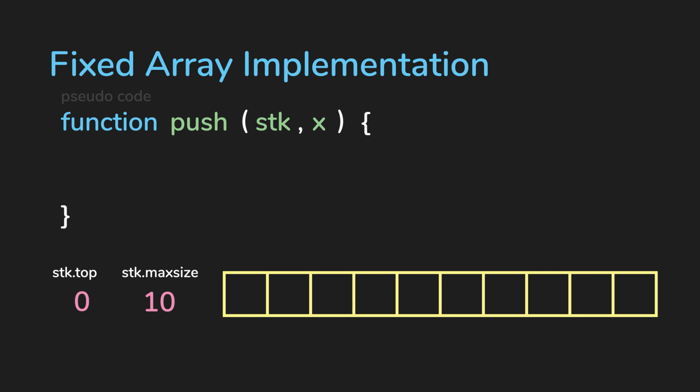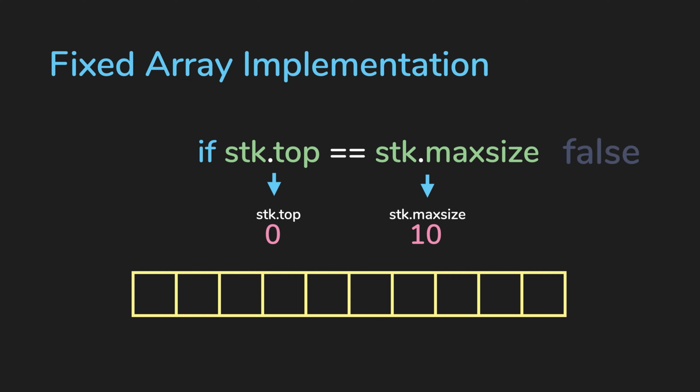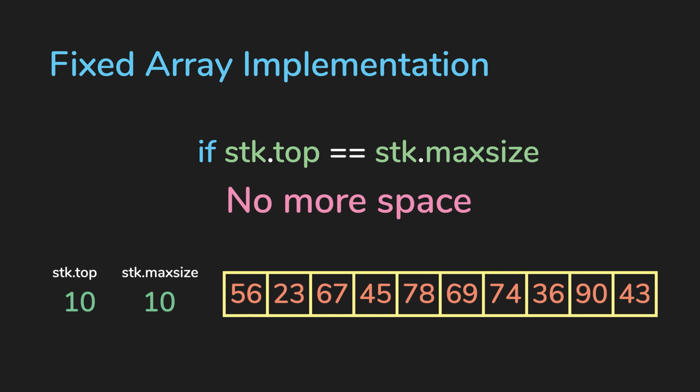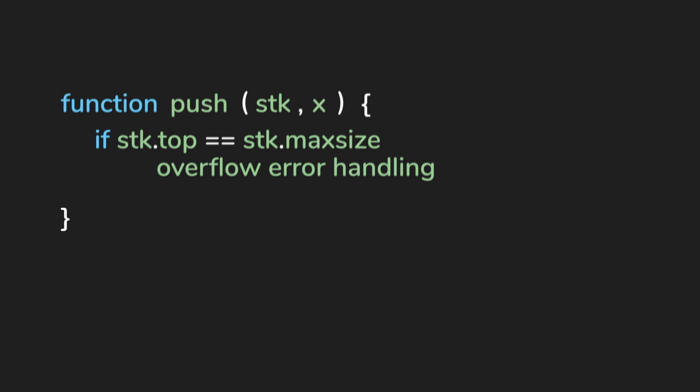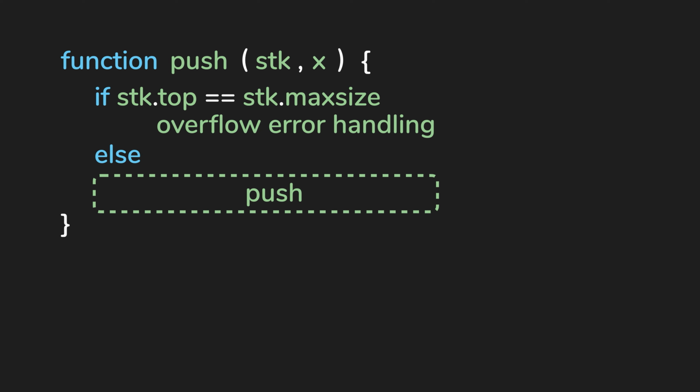Before we push anything in, we need to check if we have enough room. We can do that with a simple if statement comparing the top and the max size of the stack. If the max size of our stack is 10 and we already have 10 elements in there, we wouldn't be able to fit in more elements. So we should handle the error instead of pushing in more elements. Now we can write the part where we push new elements to the stack after the else statement.